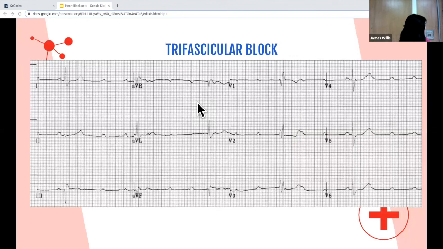So here is an example of a trifascicular block. Here you have a little bit of a right bundle branch. Again, the M's, your S's in the lateral leads. This is a left anterior fascicular block, so anterior down. These are down, and then these are up, more positive, and you have a third degree block. So basically your P's are marching on their own and your QRS's are marching on their own. This gives you that full picture of all three things.